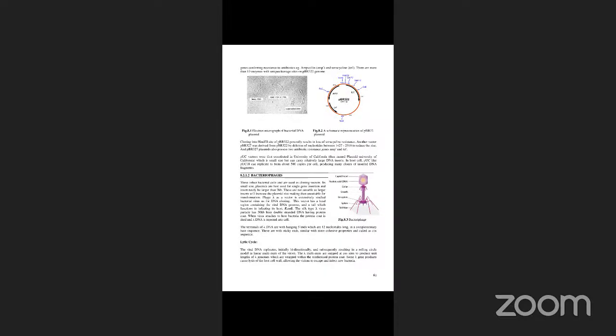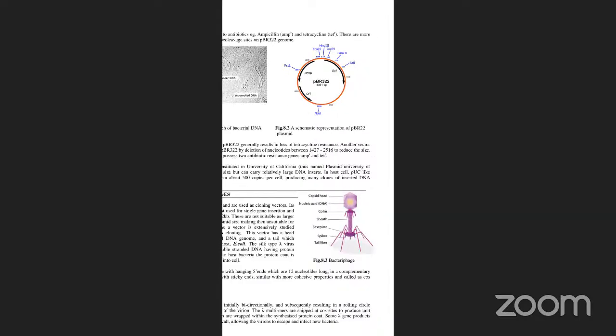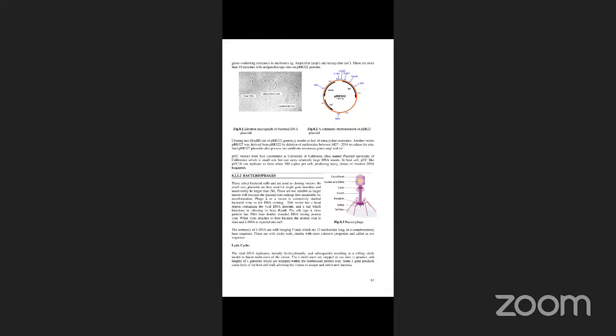So here you can see pBR322. You have ORI, that is origin of replication, from where the replication starts. Then TET, that is the tetracycline resistance gene. AMP, that is the ampicillin resistance gene. Here these are the restriction enzymes: PstI, EcoRI, HindIII, EcoRV, BamHI, SalI, NdeI, all these. So these are the sites where you can cut and insert the DNA. So these are plasmids.